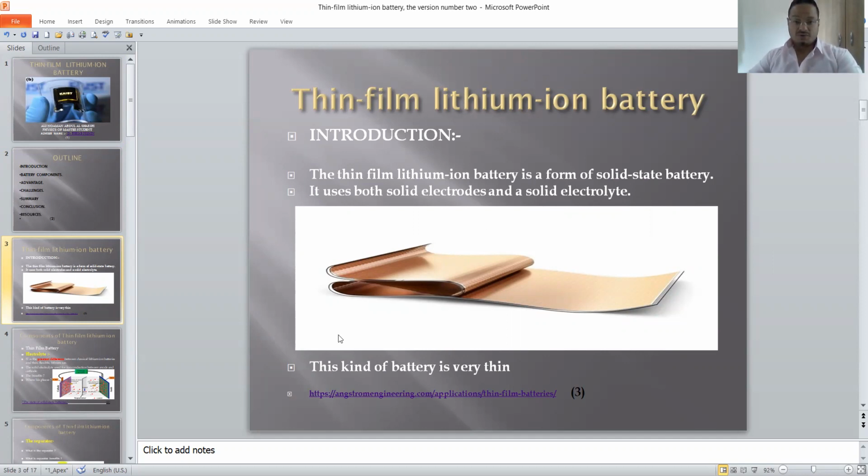Now let's talk about another feature. This kind of battery is very thin. This picture shows us this feature clearly, because actually it's like paper. Because of this feature, we can benefit very well. I will explain that in the next slides.